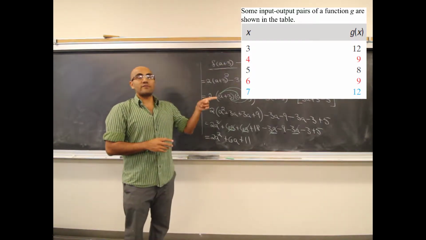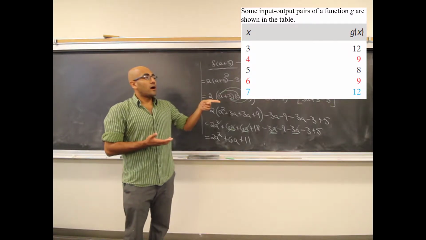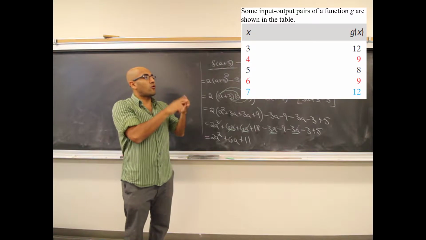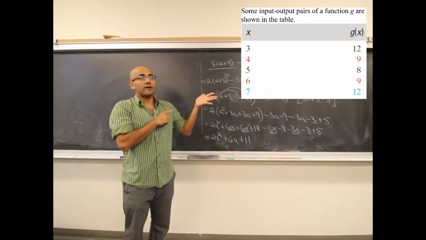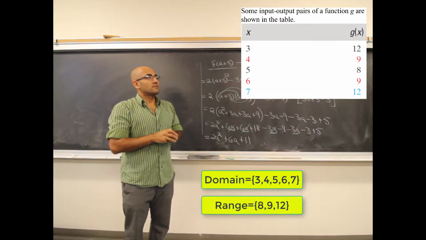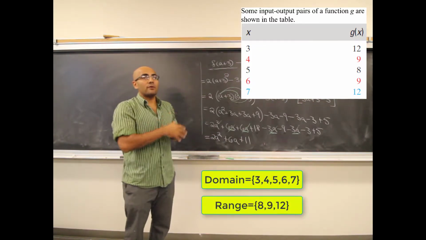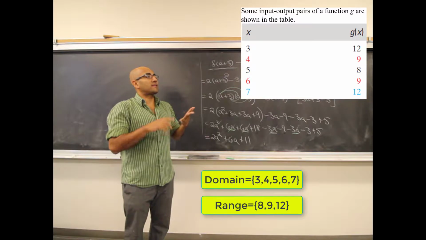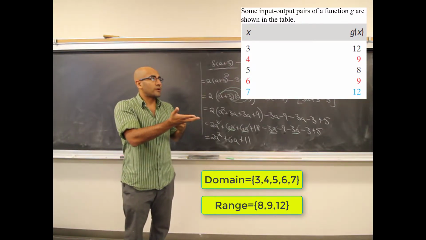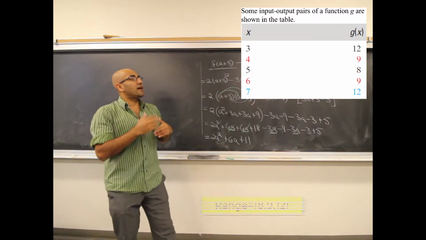What is the domain of this function, the g function? Well, it's just the input values that they've given me. The domain is 3, 4, 5, 6, and 7. Right? What's the range? 12, 9, 8. And that's it. We wouldn't repeat them again, even though they appeared more than once. So those are the possible answers, an 8, a 9, or a 12. Those are the only possible outputs, right? That's the range.